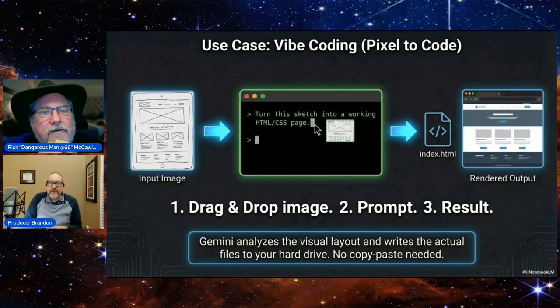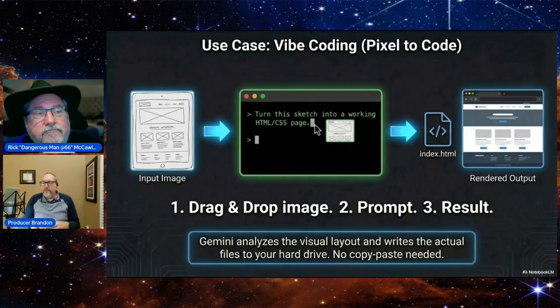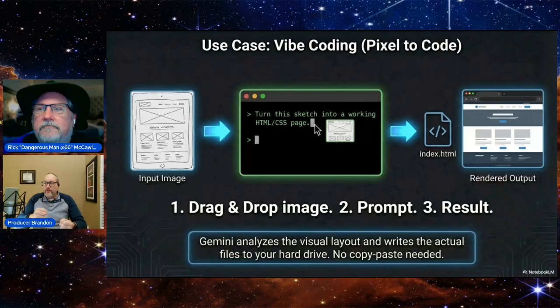So if you give it an image and say, hey, I have an image in this folder and I want you to turn this sketch into a working HTML CSS page, I'm going to drag and drop the image into the terminal and prompt it. It's going to use Gemini, analyze the visual layout, and write the actual files to your hard drive, so you don't have to copy and paste anything. Okay, I like that.